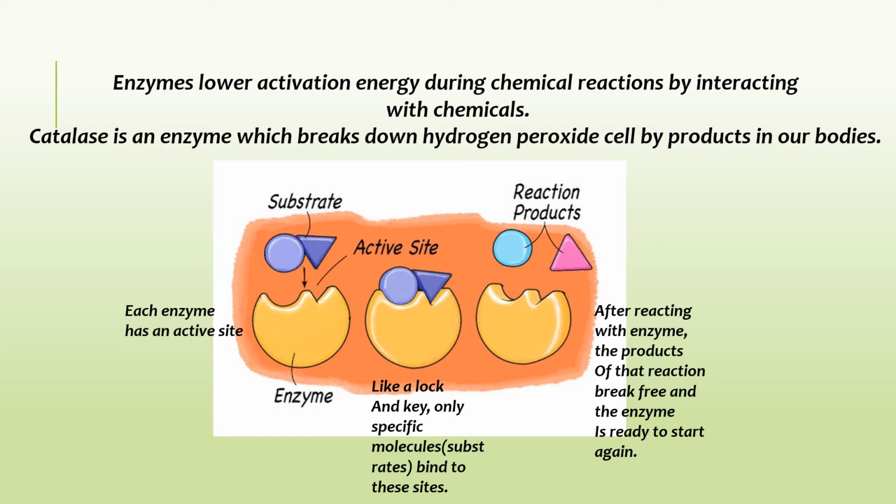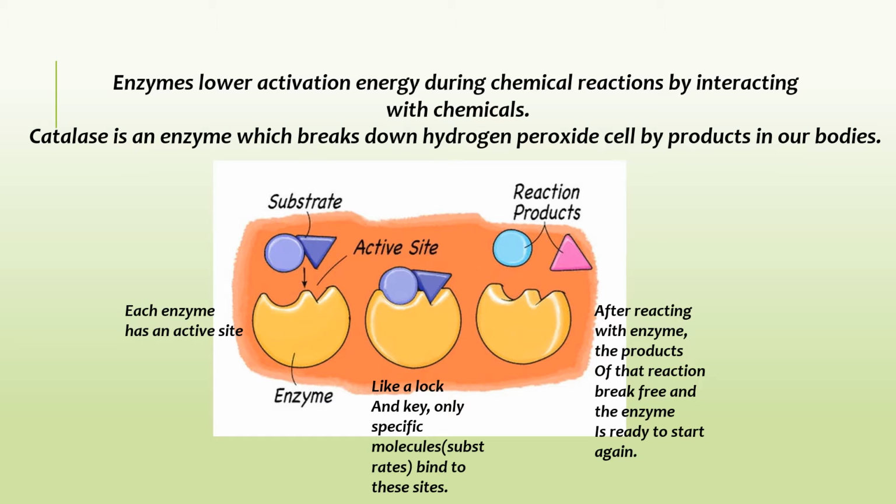I'm just using catalase as an example because it's a very important enzyme in our human body that breaks down hydrogen peroxide, which is what we're also doing today in our elephant experiment. And how that works is every enzyme has what they call a lock and key.